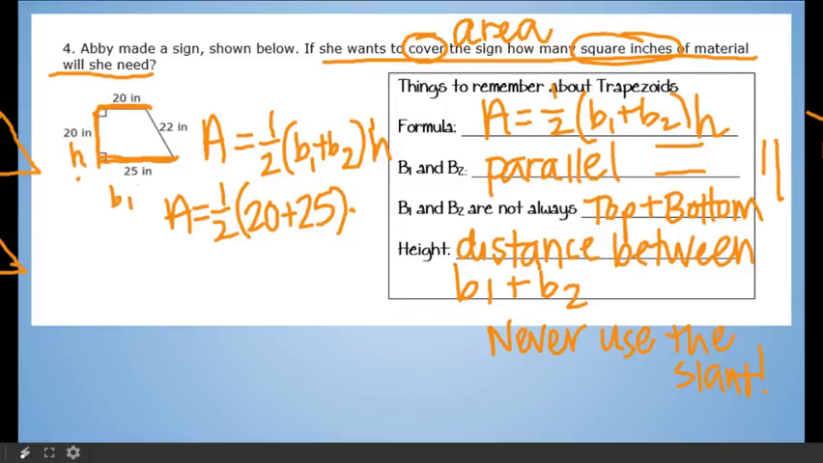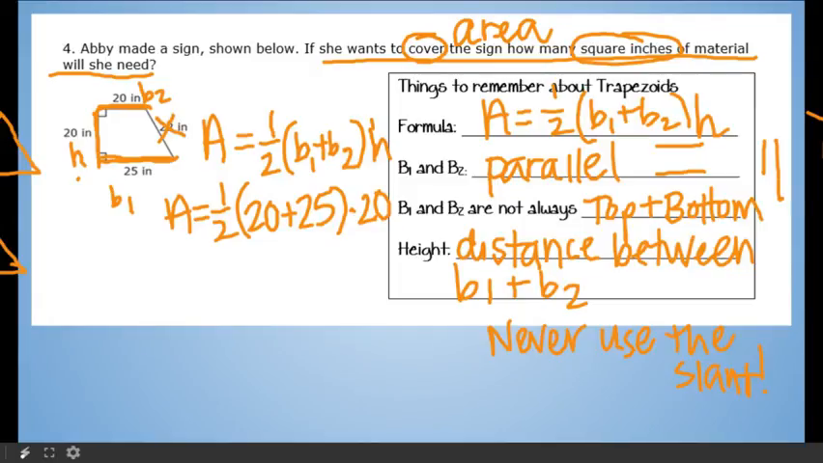So my bases, it doesn't matter which one's base 1 and base 2. You can reverse those and it'd be totally fine. The height, however, has to be 20. 22 is the slant, so we definitely don't want to use 22. So we're going to multiply this times 20. Now, it's a lot of steps. We're just going to take it one step at a time using order of operations that you learned last year.